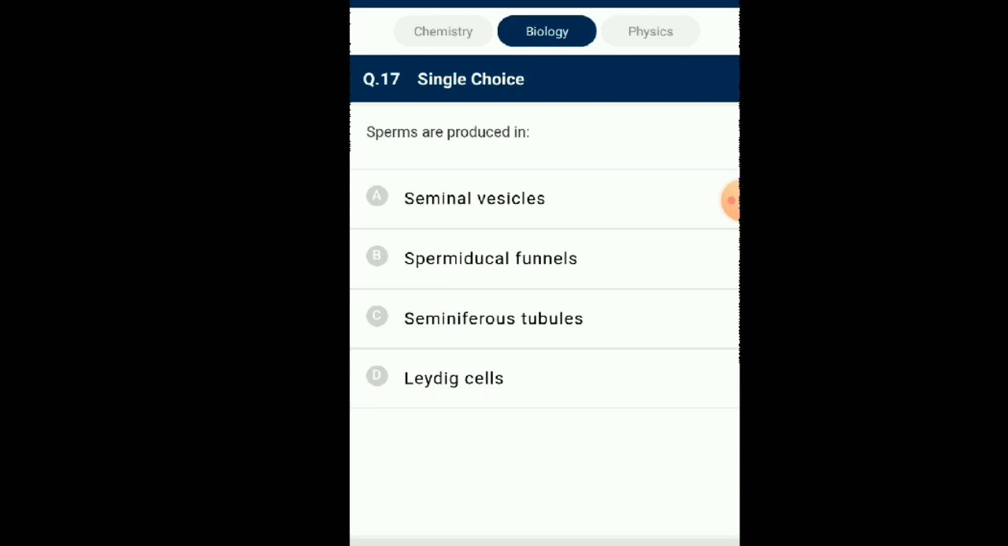Sperm production is carried out in these tubules with the help of the Sertoli cells, which provide nutrition to the developing sperms, and androgens produced by Leydig cells. So the answer is option C, seminiferous tubule.